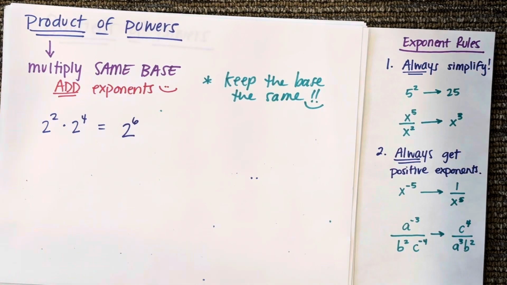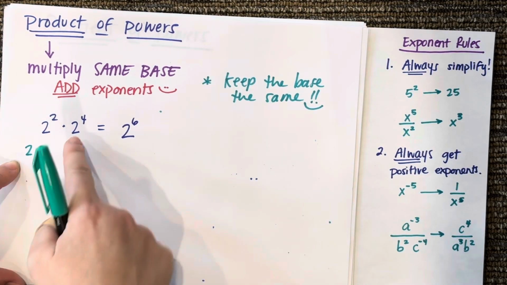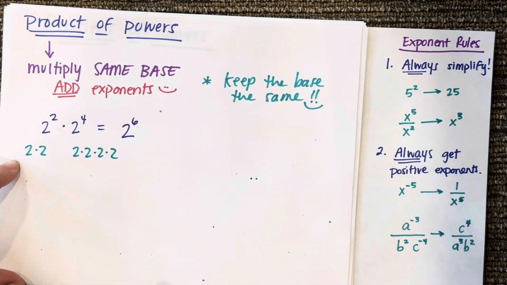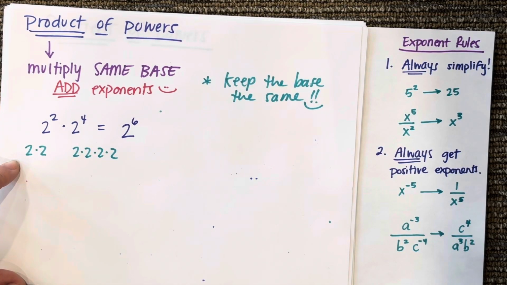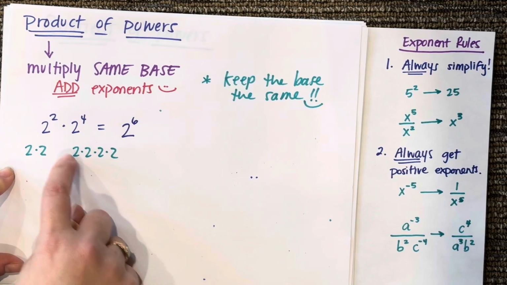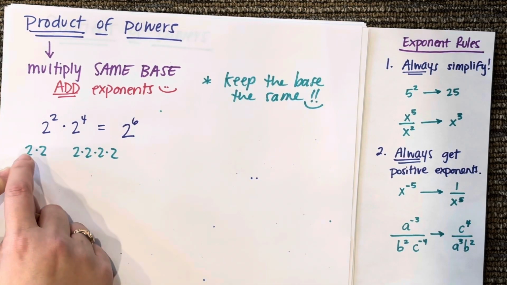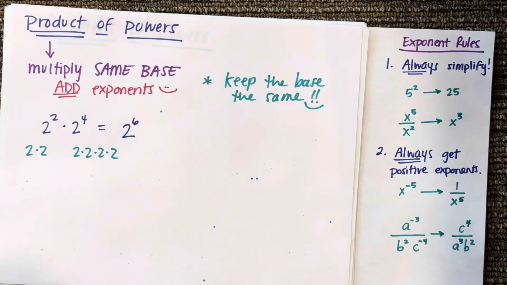Let's try it out, okay? I could literally write this out. 2 squared is 2 times 2, right? 2 to the 4th is 2 times 2 times 2 times 2. I've got 2 squared and I've got 2 to the 4th. If you look right now, and I'm multiplying this by this, I have 1, 2, 3, 4, 5, 6 2s. I literally am going 2 to the 6th. Hopefully this makes sense. It works out.